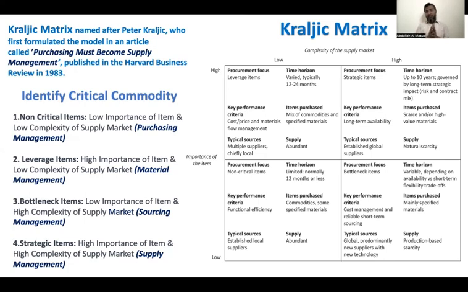It is a 2 by 2 matrix where we can see 4 quadrants. In the x-axis, we have the importance of the item. In the y-axis, we have the complexity of the supply market. So there will be a combination between these, and we will find how we can find out the critical commodities.